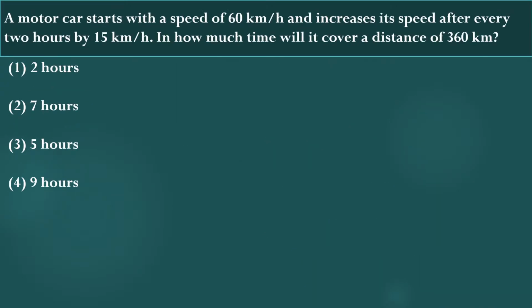Next question. A motor car starts with a speed of 60 kilometers per hour and increases its speed after every 2 hours by 15 kilometers per hour. How much time will it take to cover a distance of 360 kilometers? They have given 60 kilometers per hour, and every 2 hours it increases by 15 kilometers per hour. So no need to take any formula, because 360 is a near number for 60 kilometers per hour.